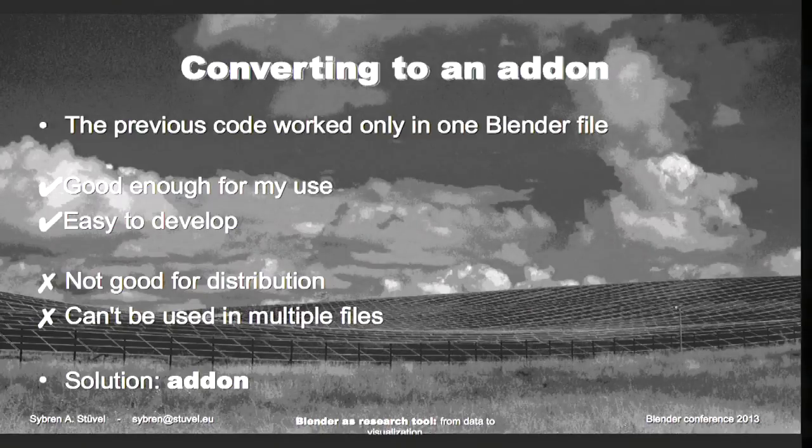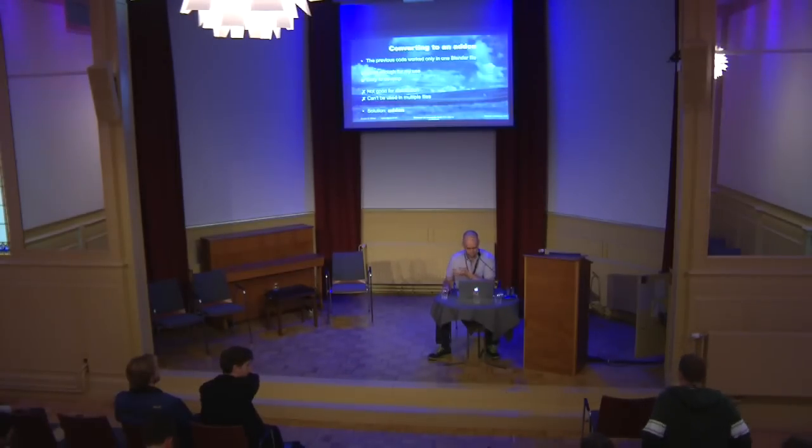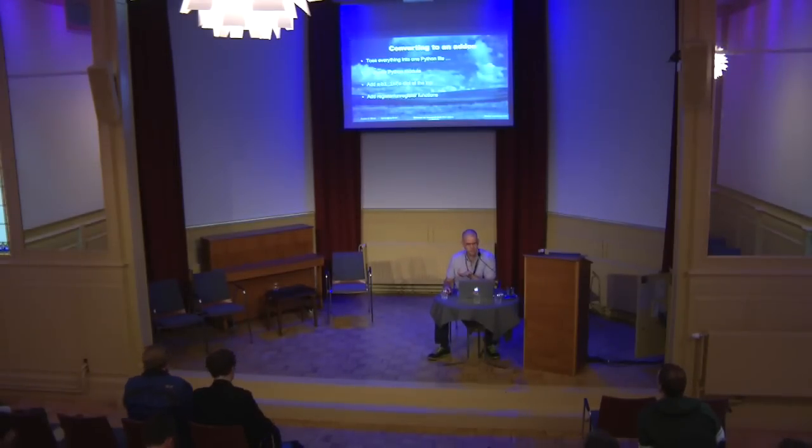Say you created some nice code and you want to distribute it to your friends or maybe even the Blender code base. Then this approach doesn't work, because this only works in that one file where you type the Python, which is exactly what I needed, because I needed one viewer to show me one database, and that was fine. But if you want to distribute it, you want to create an add-on out of it. So you toss everything into one Python file, or one Python module. You add a bl_info dictionary at the top, and you add some register and unregister functions.